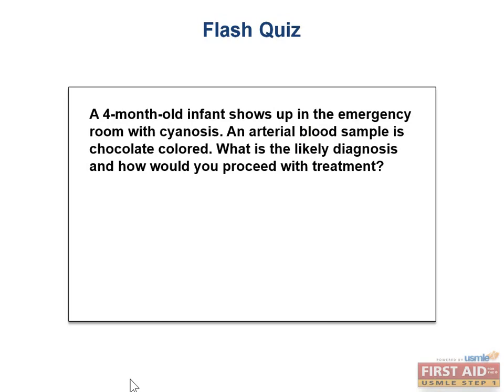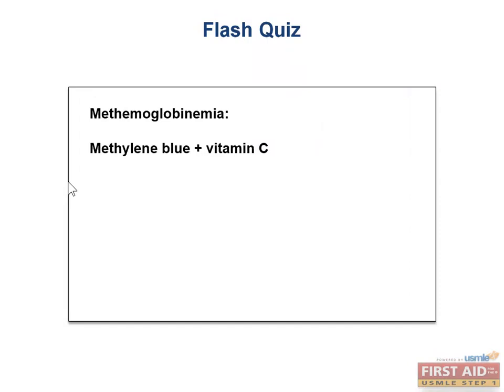We have a 4-month-old infant that shows up to the emergency room with cyanosis. An arterial blood sample is chocolate colored. What is the likely diagnosis, and how would you proceed with treatment? A blue baby with brown-colored arterial blood probably has methemoglobinemia, a possible metabolic disorder in which there is a high level of oxidized hemoglobin.